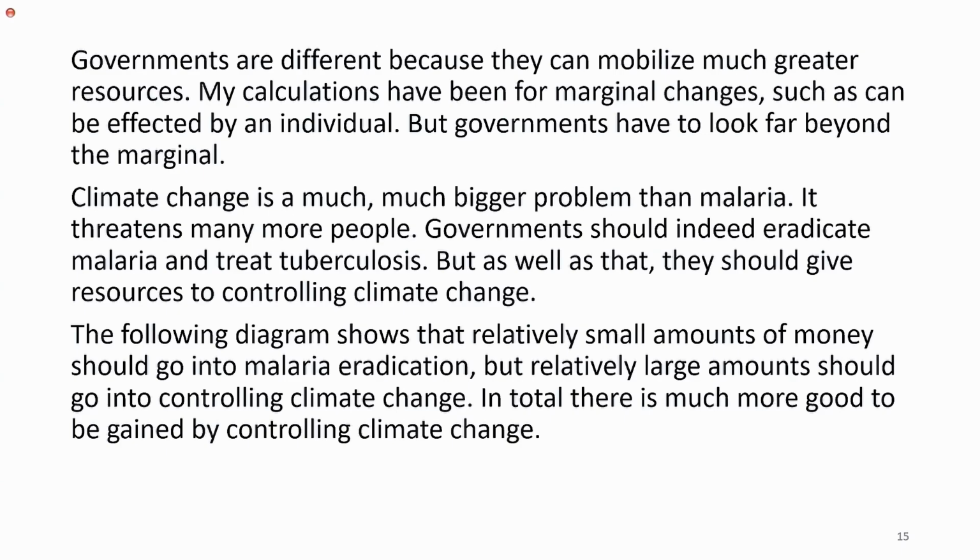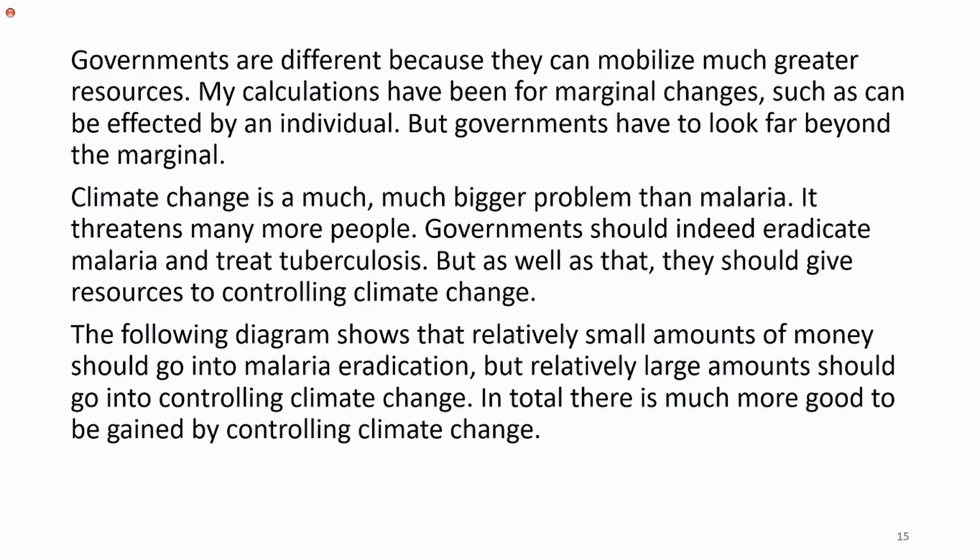Of course, governments should indeed eradicate malaria and treat tuberculosis. Those are comparatively cheap things of doing, and obviously they should do those. But as well as that, and whether or not they do that, they should put resources into controlling climate change because, although at the margin these resources do less good, the total resources that they can put into controlling climate change can do much good, more good than the resources they can put into controlling malaria. And I've got a diagram which shows that, it's coming up. What it shows is that if you're going to spend relatively small amounts of money, you do more good by eradicating malaria or attempting to eradicate malaria and by reducing tuberculosis. But in total, there's much more good to be achieved by controlling climate change.